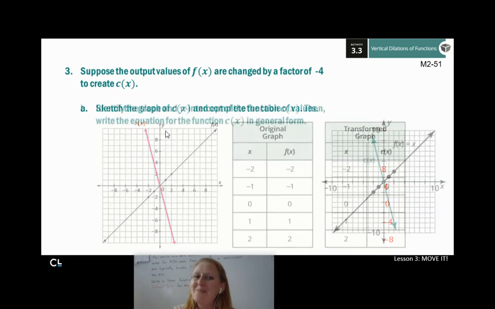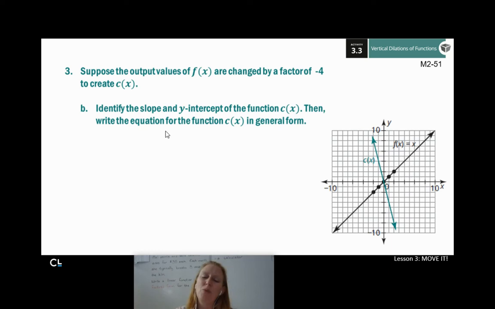And again, one more time, identify the slope and the y-intercept of c of x, and then write the equation for the function c of x in general form. Hit pause to work it out, hit play when you're ready to check it.